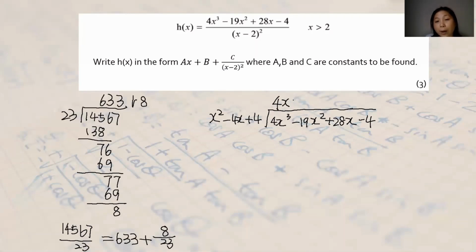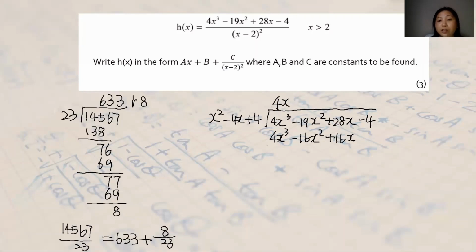3 minus 2 is 1. Sorry, you do not have to write the 1 here. Then after division, we do multiplication: 4x times x squared. We need to multiply it term by term. Then 4x times negative 4x is negative 16x squared. The last term is 16x.